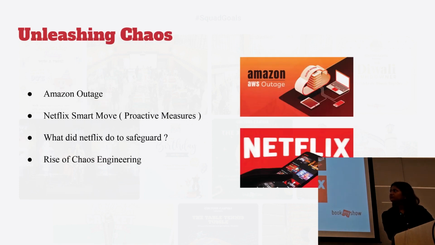Okay, so everyone makes mistakes, especially we humans are fallible, right? But it is very important for us to understand what mistakes we have made and to learn from those mistakes. Amazon, we all know, is the biggest cloud service provider right now. A couple of years back, Amazon faced a significant outage.